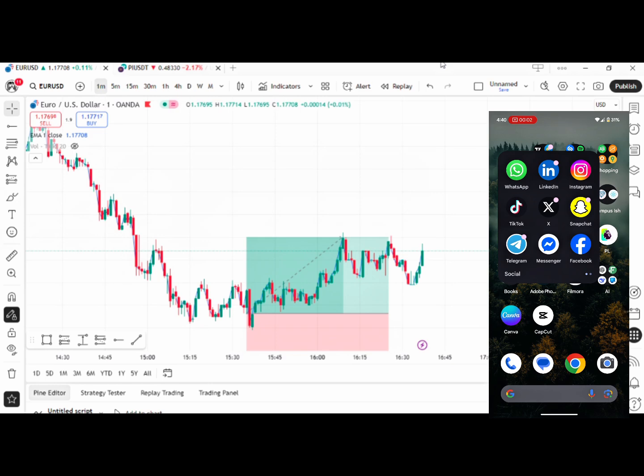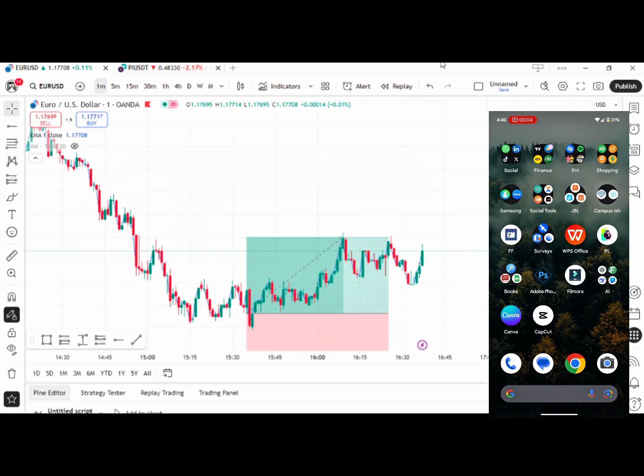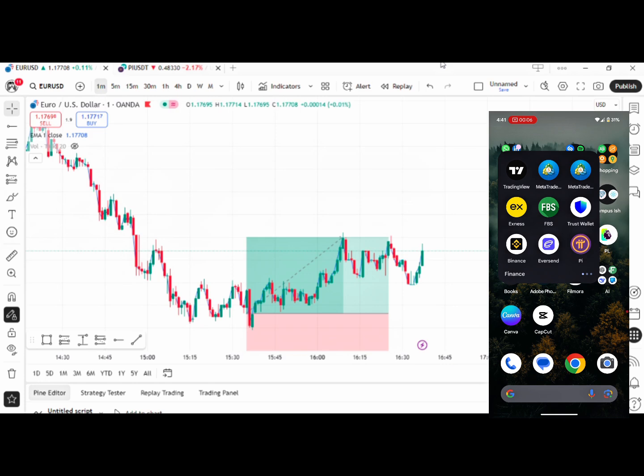So here we are on the phone. I'm going to show you guys the MetaTrader 5 platform on the Android. Now, of course, you get these apps from the Play Store: TradingView, anything you need for trading. Those using iPhones, use the App Store.